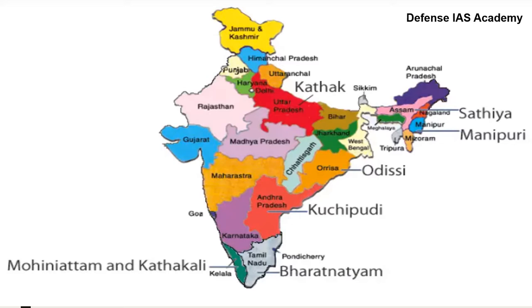It begins with an invocation to Lord Ganesha, which is followed by Nritta, a non-narrative pure dance, then Nritya, which is narrative dancing, and then the Natya. The dance is mainly performed to Carnatic music, where a singer is accompanied by musical instruments like a mridangam, violin, flute, or tambura.